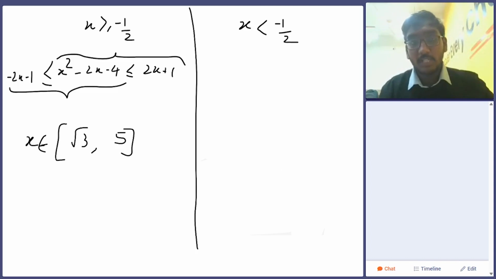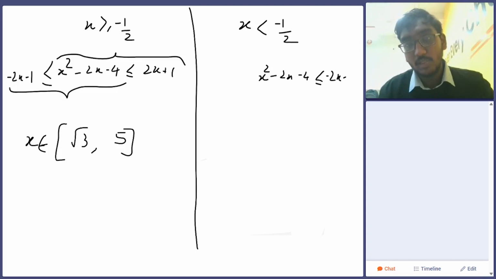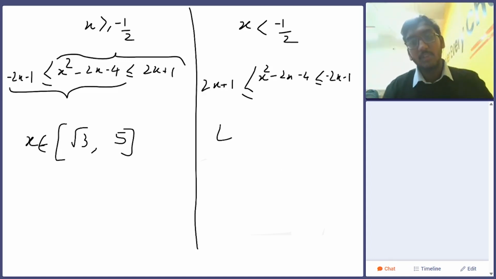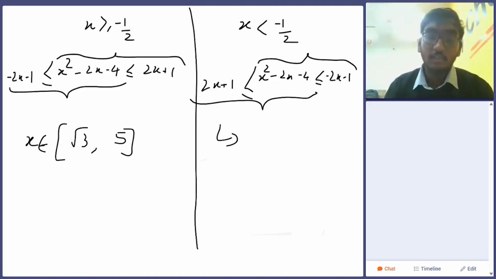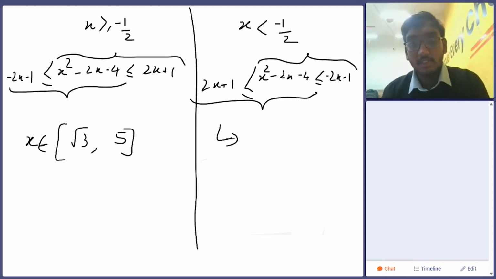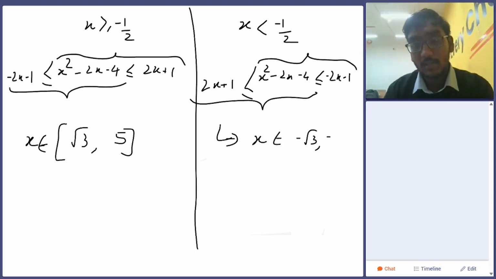Likewise, for this particular case, what you will get? The case will be somewhat like this, right? x square minus 2x minus 4 is less than or equal to minus 2x minus 1, and it is greater than or equal to 2x plus 1. That is what you will get, right? This will be one quadratic inequality and this will be another quadratic inequality. If you solve it and take the overlap or intersection of these two, what you will get? x belongs to negative root 3 comma negative 1.